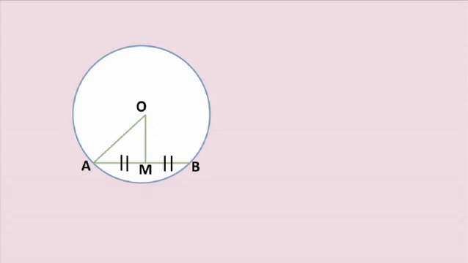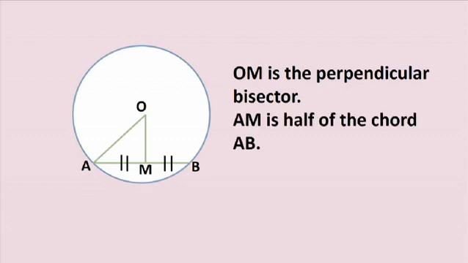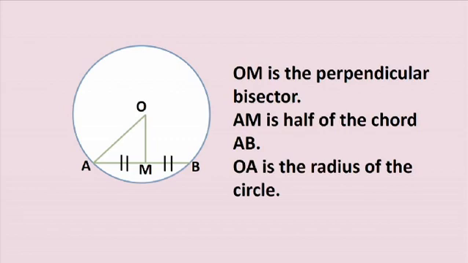Let us consider this circle. So you can see that OA is the radius, OM is the perpendicular bisector, AB is the chord. Now OM is going to divide the line AB into two equal parts. And I can say that AM is equal to MB or AM is half AB.